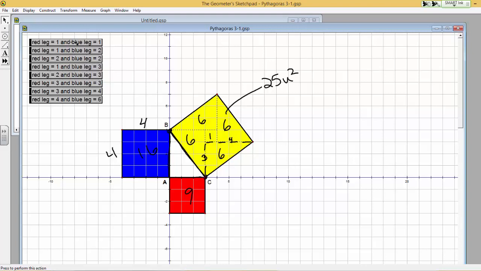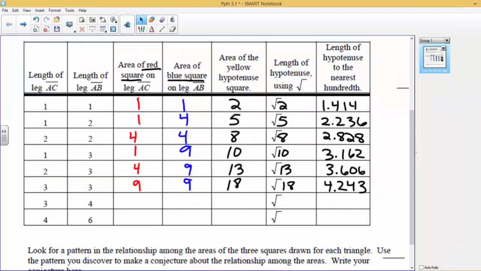That means the side length is the square root of 25. Now 25 is special. It's special because it's a perfect square. So the square root of 25 is 5. So we don't even need the calculator for this one. Red square's area, 9. Blue square's area, 16. Yellow square's area, 25. Are you noticing a pattern?